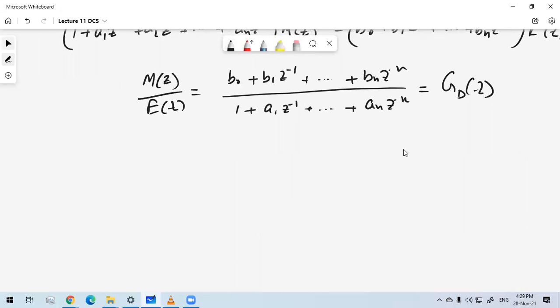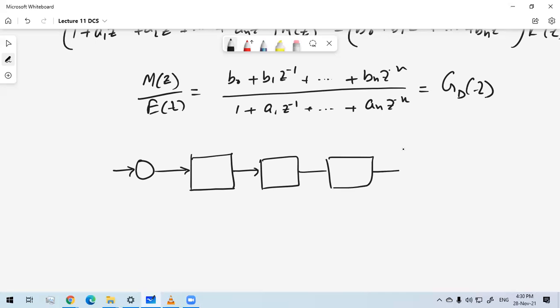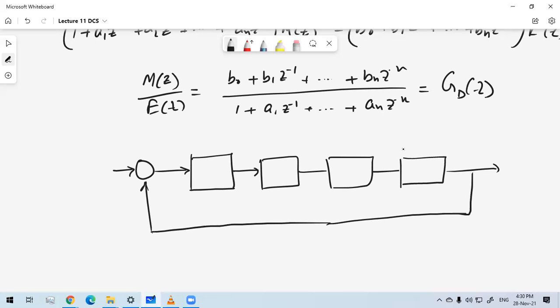Say we have a digital control system of a pattern something like this. This is the sample and hold, the sampler and ADC. Then you have the digital controller. Then you have the zero order hold with DAC, digital to analog converter. Then you have the plant itself, and finally the unity feedback. This is your input R(t) and this is your output C(t).